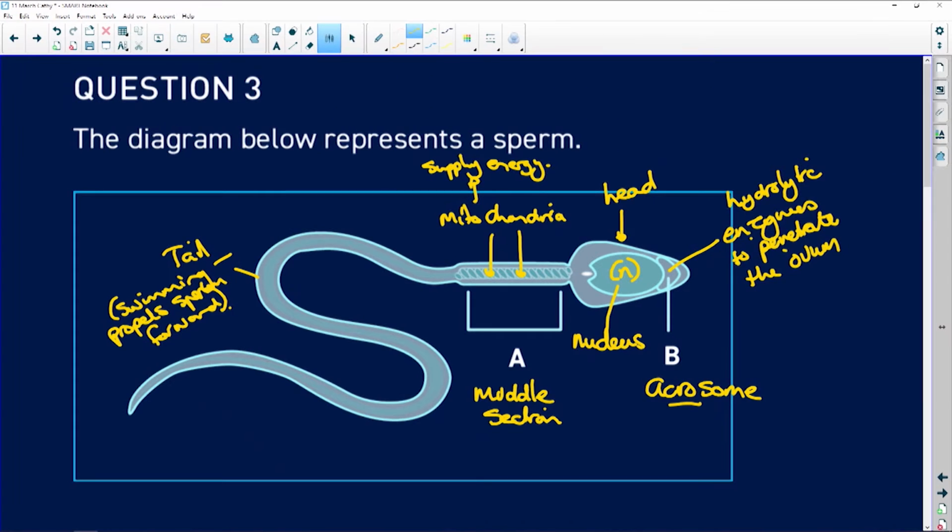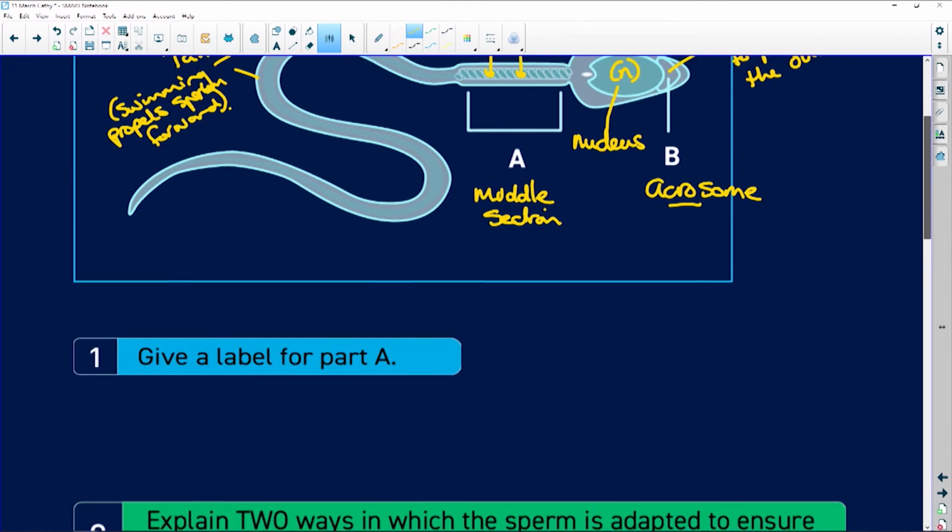Now, do you see what I've done? You've got your diagram here, and you've now labeled your diagram, and you've put all the functions of everything. So all you actually have to do is learn your diagram, and then you sort it. Okay, so let's have a look at what our questions ask.